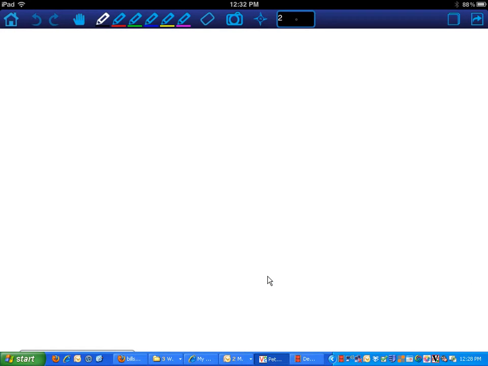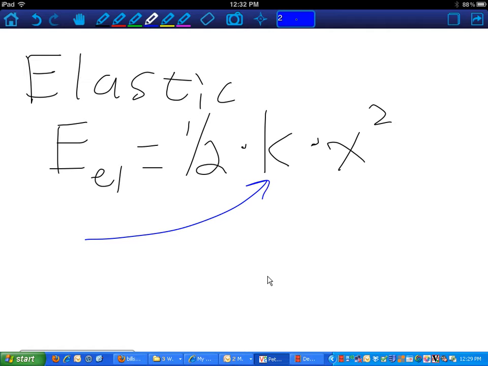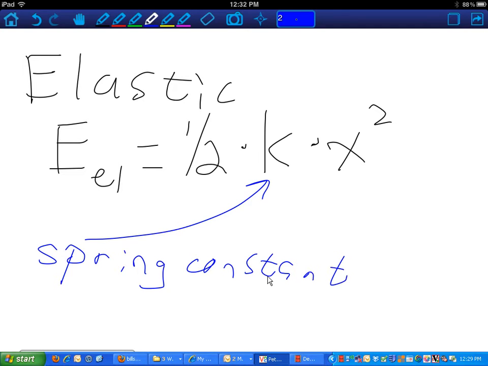And so we have this thing called elastic potential energy, a pretty important thing. What I usually write that as is E with a little EL after it, for elastic potential energy. The equation for this is going to be 1/2 times this letter little k times x squared, where this k represents something we'll refer to as a spring constant. And that basically is a measure of how stiff or loose a spring is.